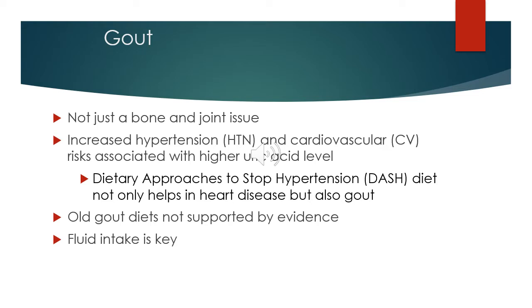So gout is not just about bones and joints, but interestingly, when there is a higher uric acid level, there is an increased risk of hypertension as well as cardiovascular risks. And the dietary approaches to stop hypertension diet, or the DASH diet, not only helps in heart disease, but is also helpful in gout. We used to have patients following a gout diet, but that's not really supported by evidence. Increasing fluid intake does seem to help.